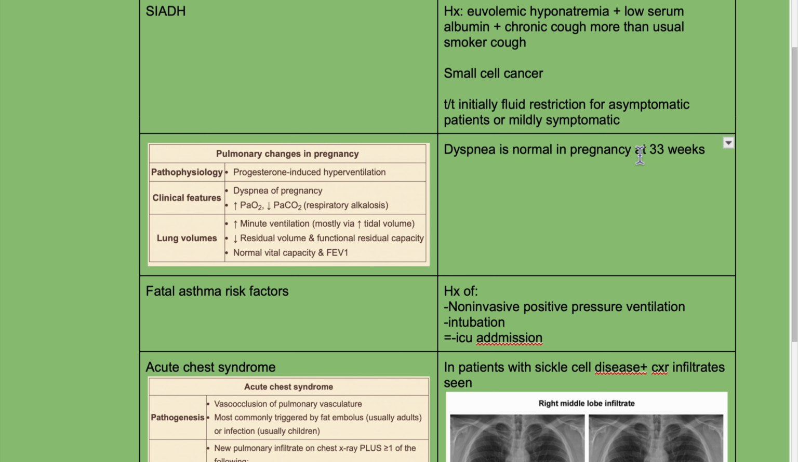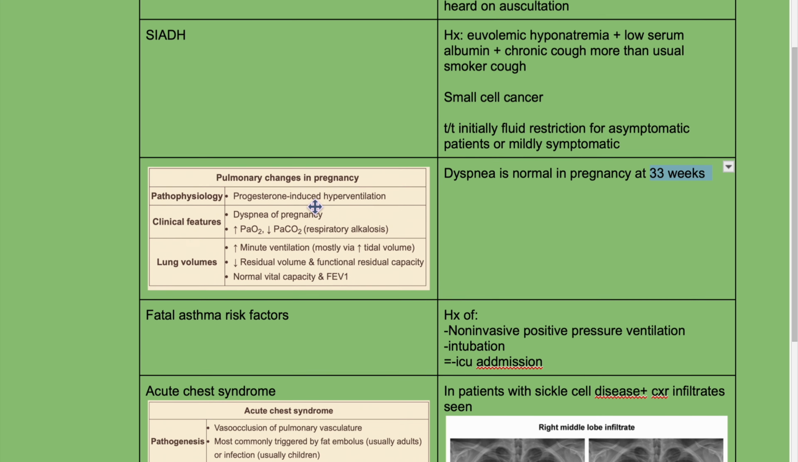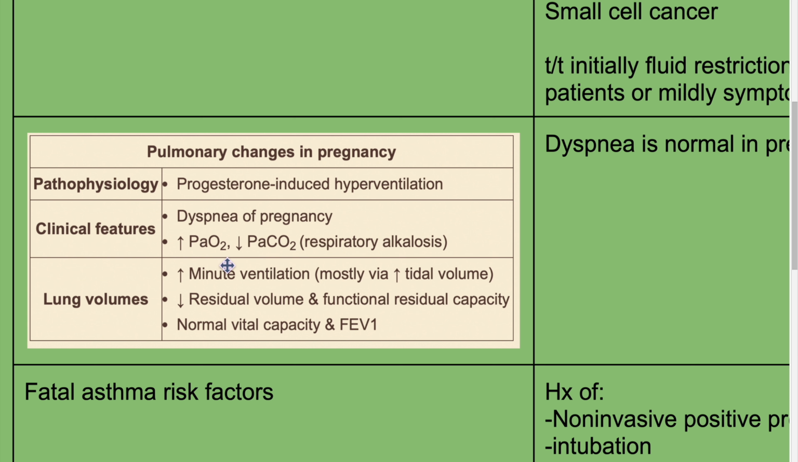Dyspnea is normal in pregnancy at 33 weeks. Okay, so pulmonary changes in pregnancy. To recap, the pathophysiology is progesterone-induced hyperventilation. Clinical features are dyspnea of pregnancy, an increase in partial pressure of oxygen, and a decrease in partial pressure of carbon dioxide. Respiratory alkalosis. Lung volumes: there will be an increase in minute ventilation, mostly via increase in tidal volume, and a decrease in residual volume and functional residual capacity. There will be normal vital capacity and FEV1.